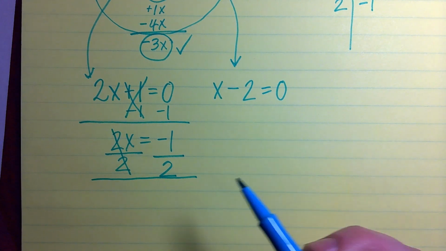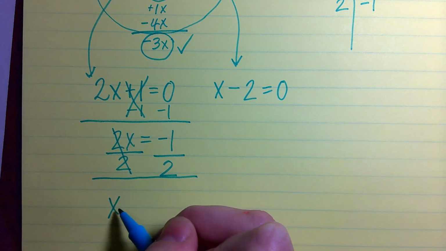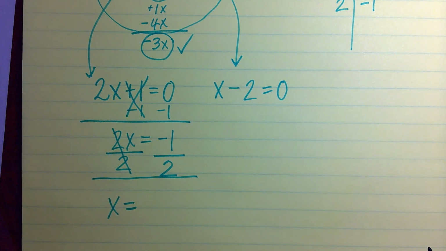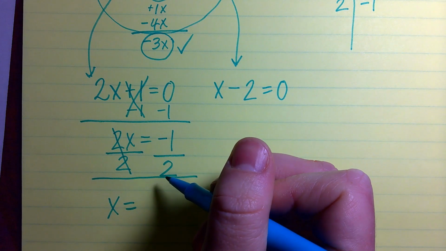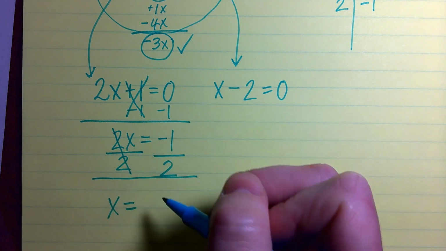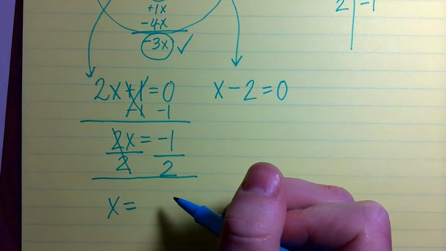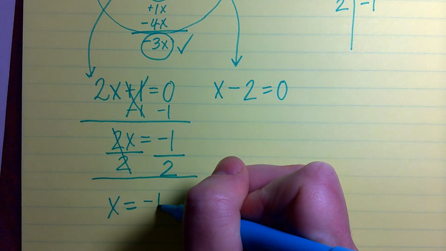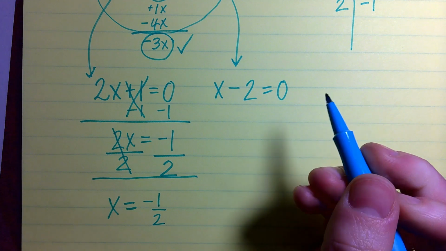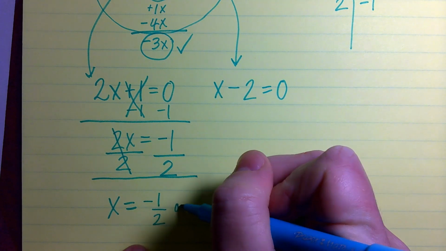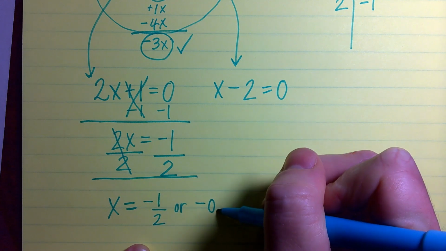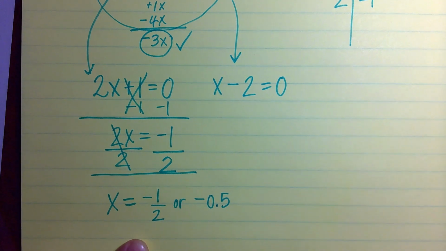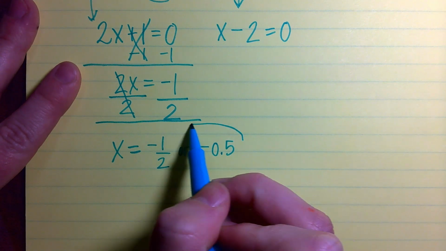So what is our answer? Yes, we have 2 answers that I would accept here. They're the same answer, just written differently. We could either keep it as a fraction and say x is -1/2, or we could divide -1 by 2 and get -0.5. Both answers are correct.